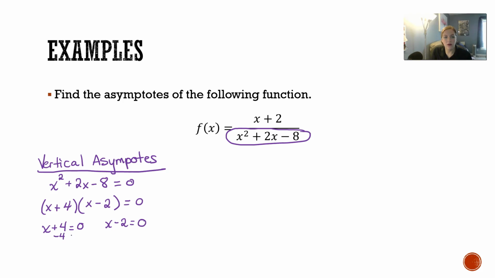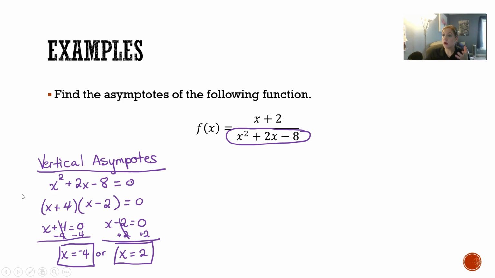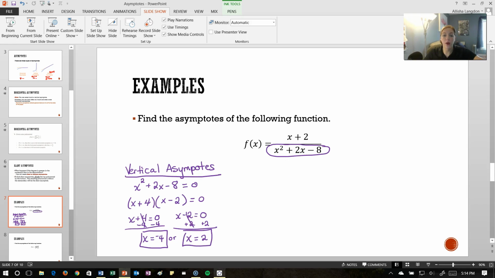Okay, solve that. x equals negative 4, or add 2. So we're just working with linear equations now. You can see that I now have 2 vertical asymptotes, x equals negative 4 and x equals 2. Let's check to make sure I did that correctly.